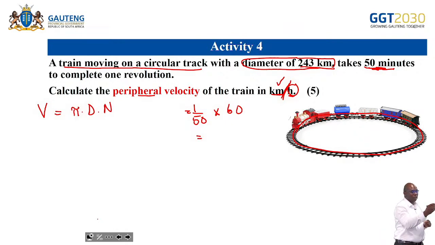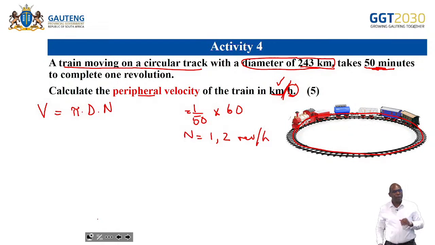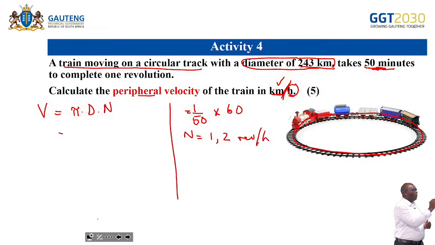So in other words, that will be 1.2. So I'm going to have 1.2 rev per hour in this case. You see, because it's revolutions per hour. So my n now is going to be 1.2 rev per hour. So now I've got the revolutions. I don't have a problem.